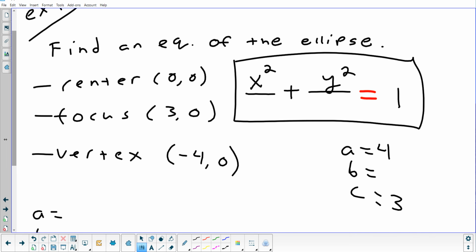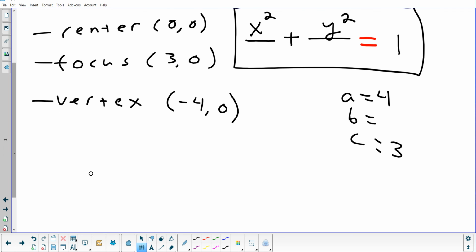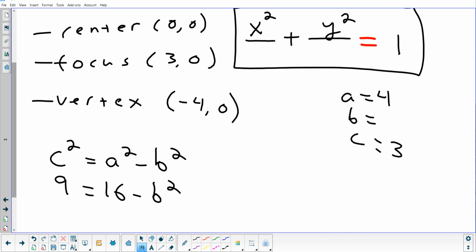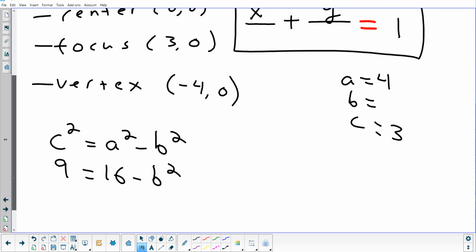But there is a formula we can use to find B. What's the formula that connects A, B, and C? It looks kind of like another formula we know, but it's not that formula. Jake? C squared equals A squared minus B squared. Yep. So C squared equals A squared minus B squared. Now, technically we don't need B. We need B squared, because that's what's going to go in one of these denominators. But we can solve it.